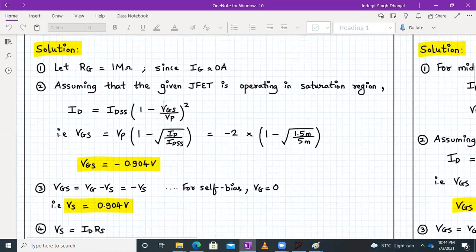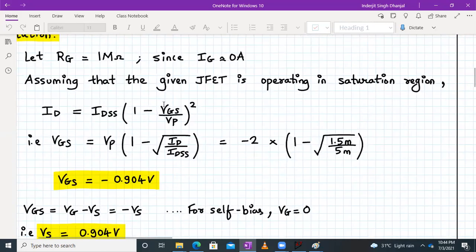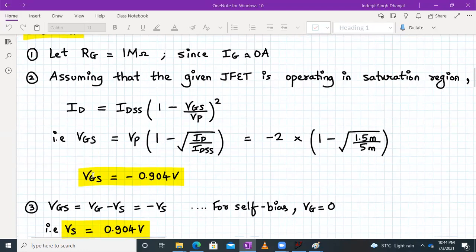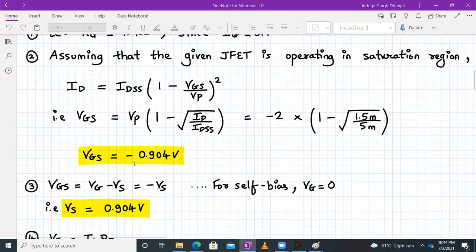Now we assume that the given JFET is operating in the saturation region. So the current ID formula will be IDSS into 1 minus VGS upon VP. If you rearrange this formula, you will get VGS equal to VP times 1 minus square root of ID upon IDSS. Over here, VP value is given, ID and IDSS value is also given. Working it out in a calculator, you will get VGS equal to minus 0.904 volt.